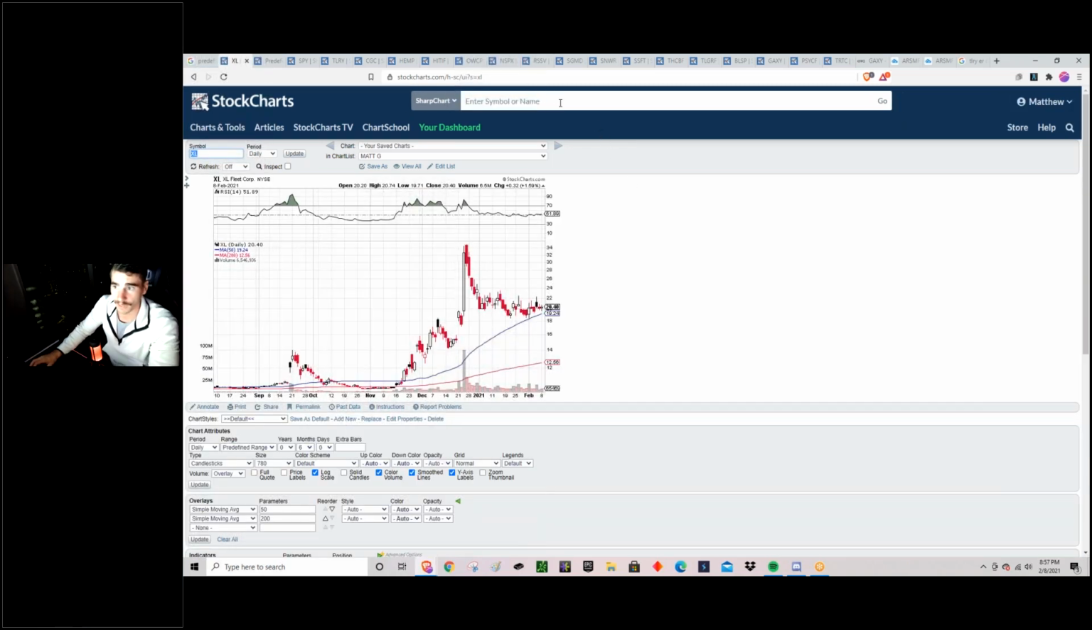XL pretty much the same thing. Just there's nothing immediately good about either of the charts.